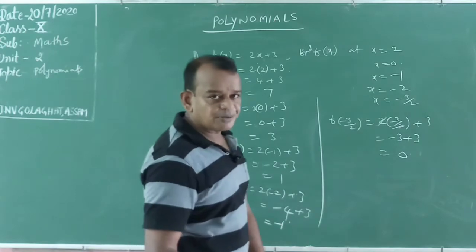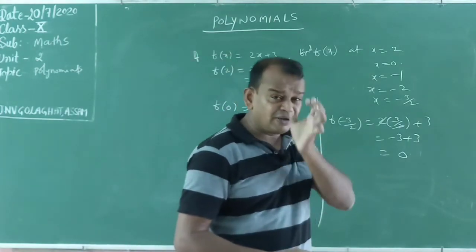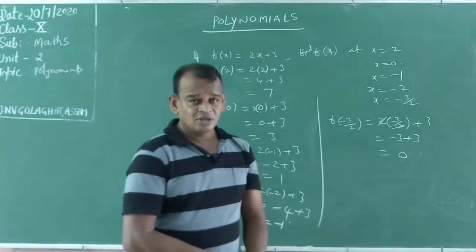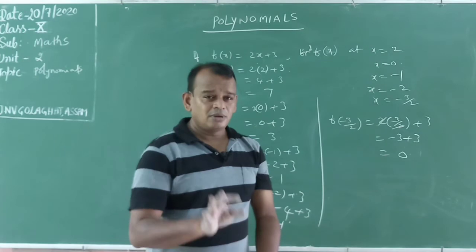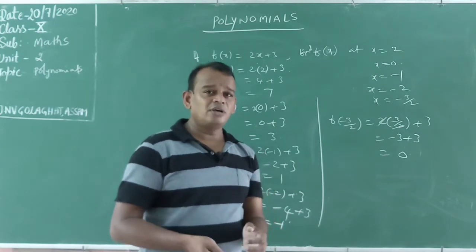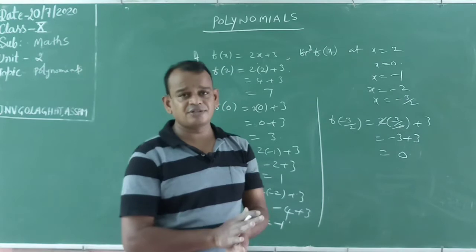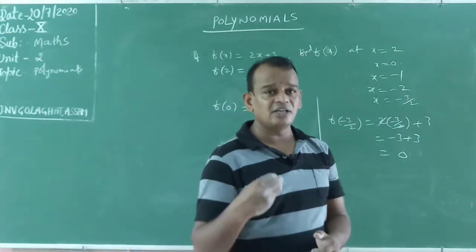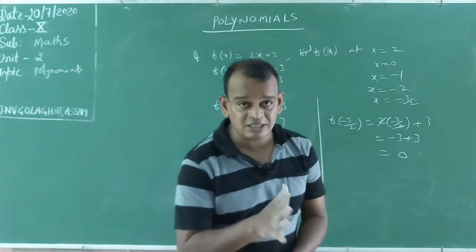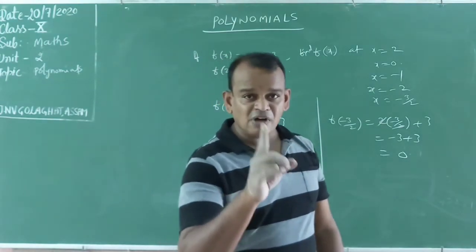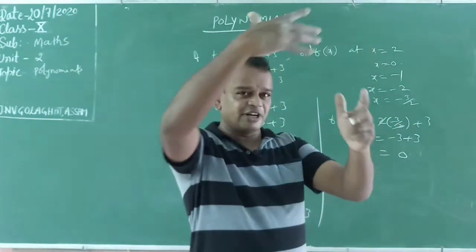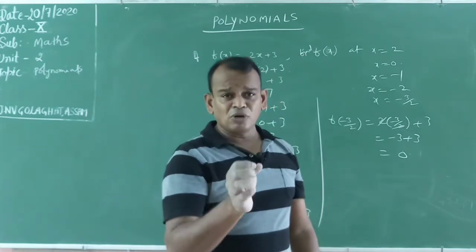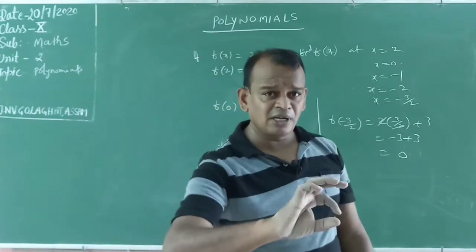Whenever you substitute the value of x, how many values will you substitute? Infinite values, you replace x by infinite values. Listen carefully. How many values will we find for f of x? We will find infinite values, because we can give infinite real numbers to x. But at only one value of x, the linear polynomial is equal to 0.